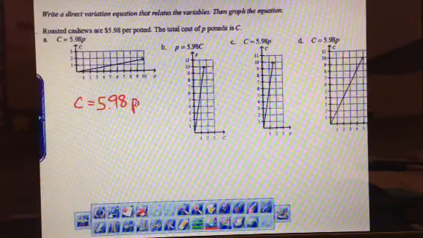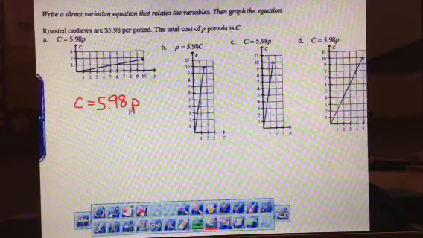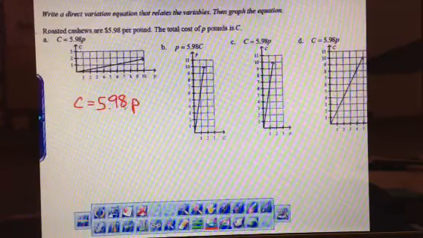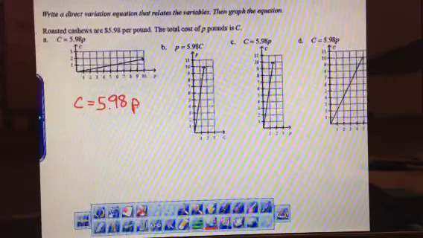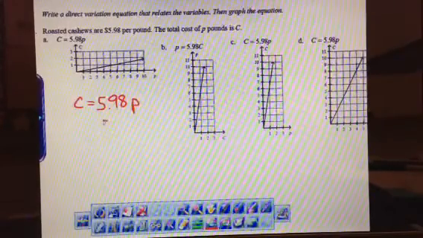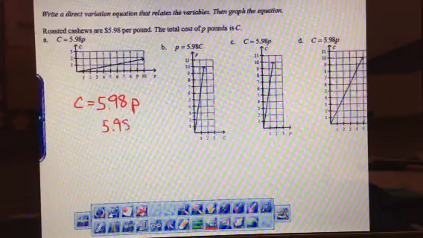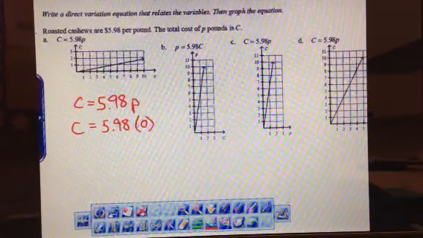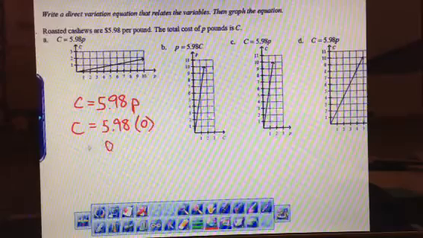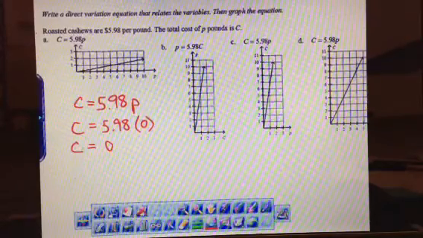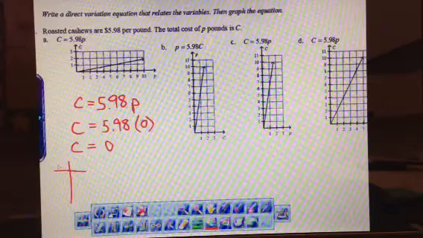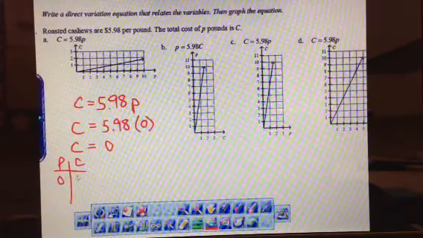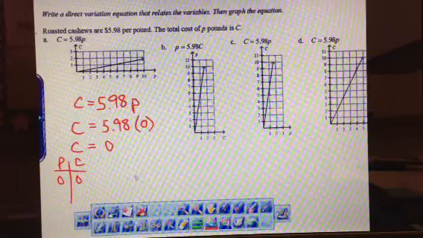Now, to graph this equation, we'll need to find a couple of points. We can pick any p-value and put it in and find our c. If we put 0 in here, we'd have 5.98 times 0 equals c, and then 0 times anything is 0, so we'd have a c of 0. So as far as our points, we would have a 0, 0 on this graph.